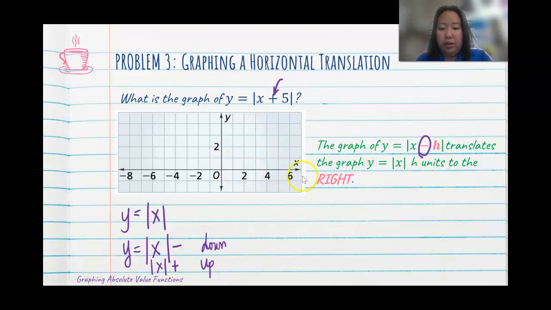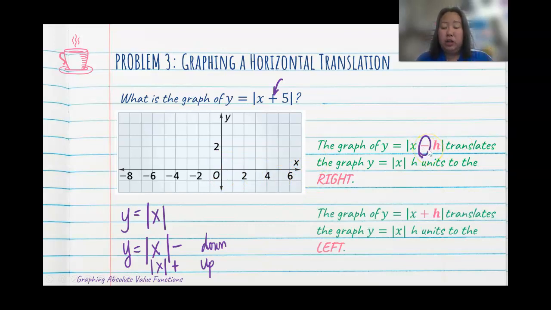You know that on the right side, you have your positive numbers, but in the equation, it has to be minus. So if you see that it is plus, then it is going to the left. I need to emphasize this because again, these are one of the most common mistakes, especially when graphing.